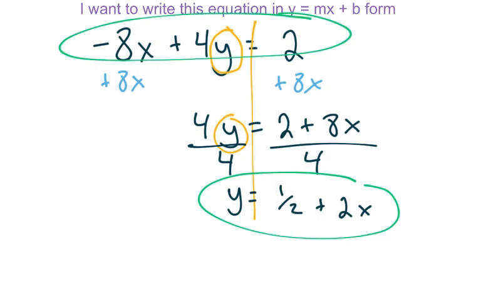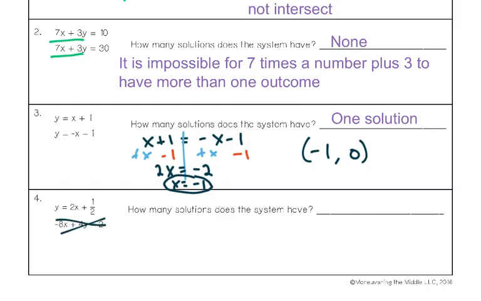The top one was written in standard form, and it wasn't really helpful to us because when I have it written in slope-intercept form, I have a y-intercept and a slope. So I'm going to cross out this equation because that's the same thing as y equals 1/2 plus 2x, which I just found. Now when I determine how many solutions the system has, I'm comparing this equation to this equation.